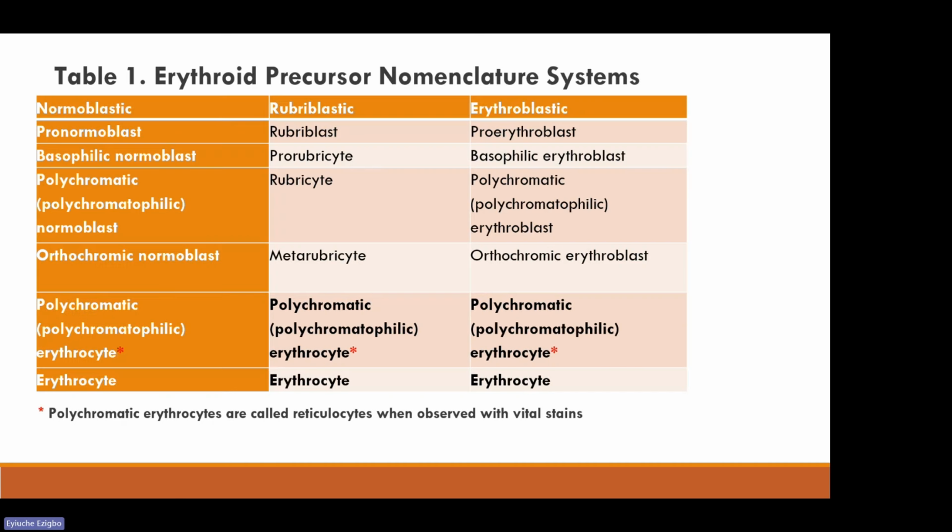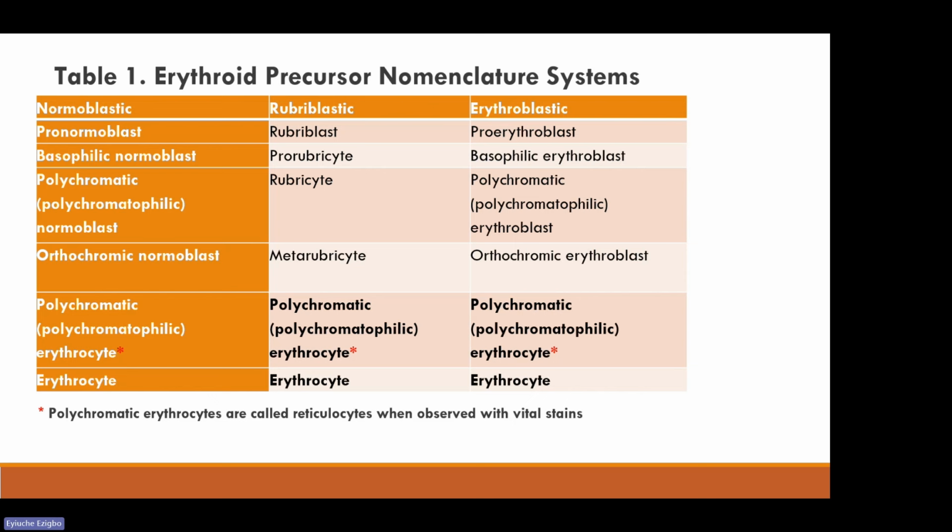As you can see in this table 1, the erythroid precursor nomenclature system, you can see the normoblastic, the rubriblastic, and the erythroblastic. So from the primitive immature cell, using normoblastic terminology, you have pronormoblasts. Then here we have proerythroblasts. This rubriblastic terminology is not often used. So we are going to be interchanging between the normoblastic terminology and the erythroblastic terminology. The important thing for you to know is that pronormoblast is the same thing as proerythroblast, depending on the terminology you are using.